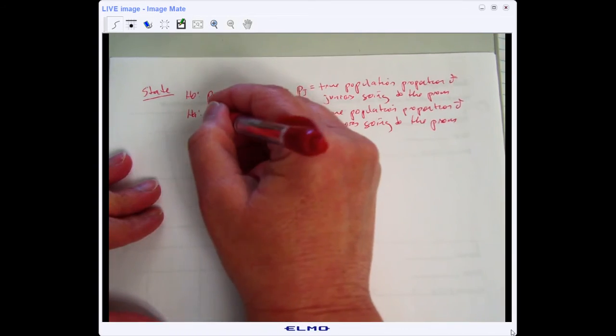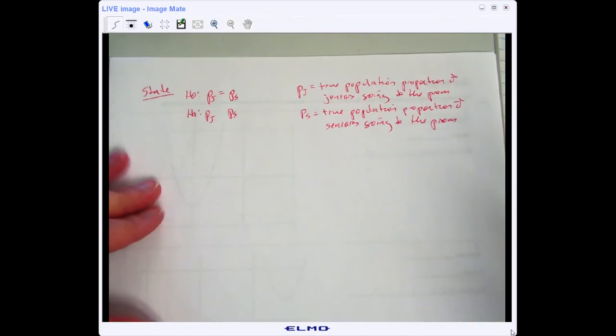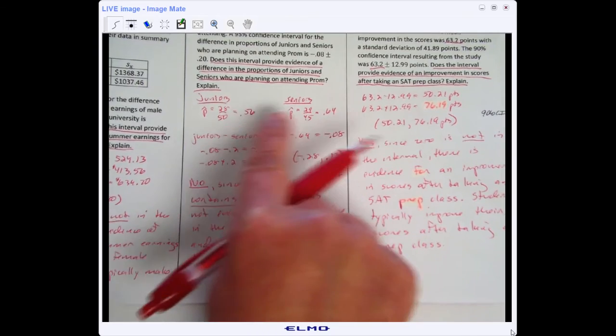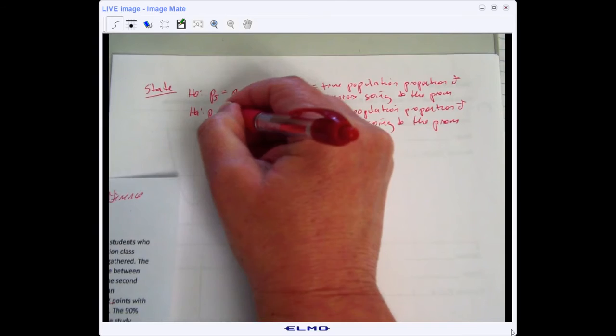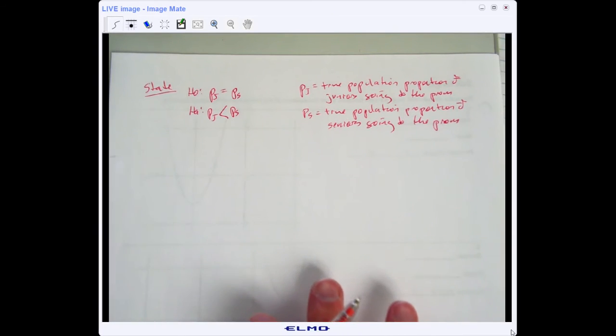So what we'll check down here, let's do this one a little different. If we looked at our samples, we did have more seniors. So let's do a less than. Let's do juniors less than seniors. Just do something a little different since we did a not equal the last time.